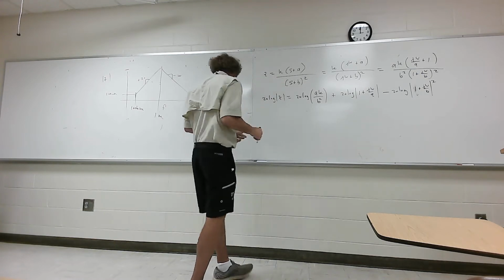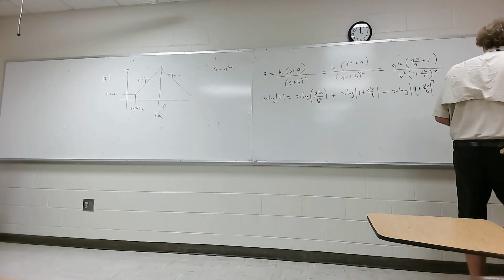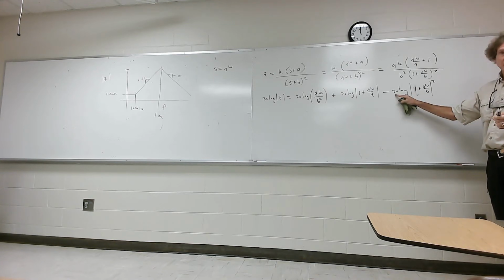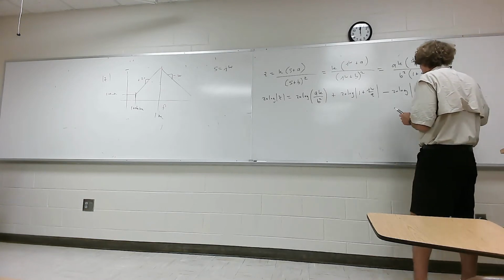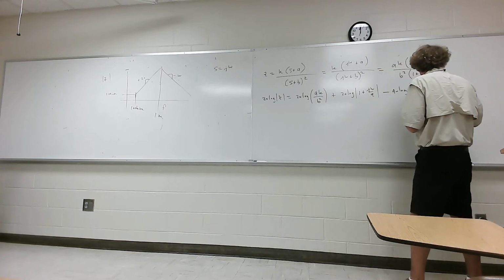I'm going to do one thing right off the bat at the end here. When you have the log of anything to a power, you can just take that power out in front. Y'all follow me, class? So I can make this minus 40. And leave it like that.